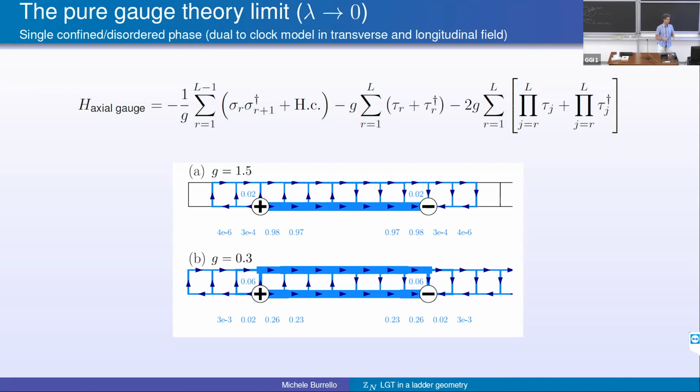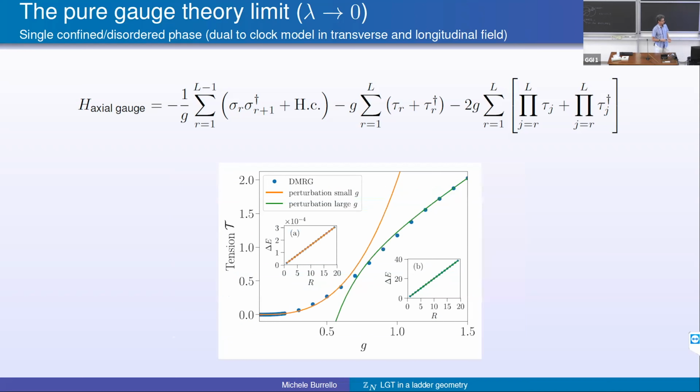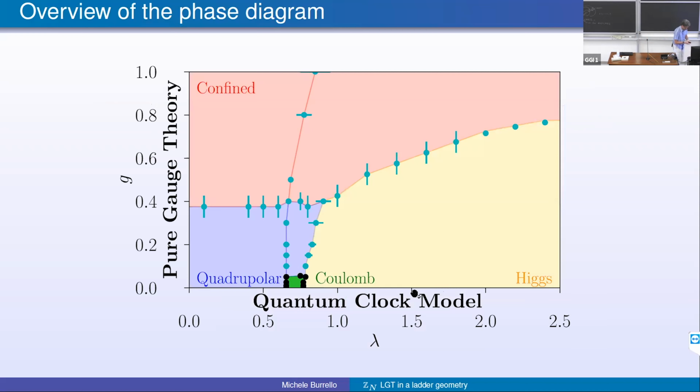I can also study at the level of perturbation theory what's going on, and I can calculate the string tension associated with the introduction of two charges. I look at the energy of the ground state with and without these two static charges as a function of the distance of the charges. And I see that both for G very small and for G very large, I have a linear behavior of the energy with the distance of the charges. The farther away the charges are, the longer the electric field line and the more energy I have to pay. So this is the trivial confined phase in the pure lattice gauge theory limit.